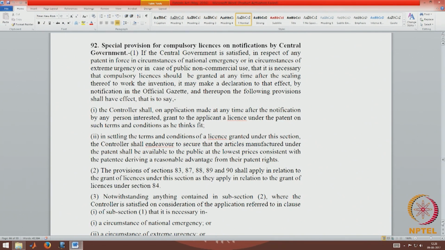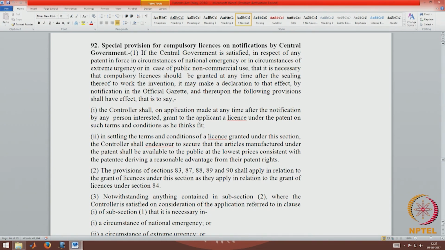Once the notification is made, now what are the conditions for that to trigger that notification. One, in respect of a patent that is in force, there is a circumstance either of national emergency. Two, there is a circumstance of extreme urgency, or there is a case of public non-commercial use. We will explain these things soon, but in these circumstances, a compulsory license can be granted after the grant of the patent anytime. There is no 3-year limit if the government makes a notification to that effect, saying that there can be a compulsory license in lieu of national emergency, extreme urgency, or public non-commercial use. Whatever the condition, the government can make a notification. Only then the procedure under 92 can actually be initiated.